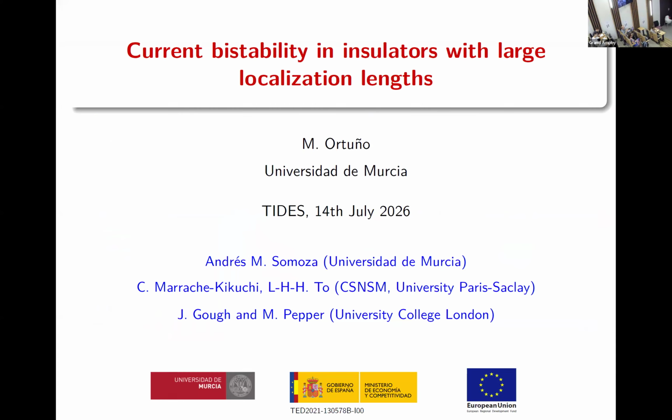Now we have the pleasure of having Miguel Ortuno with us. Miguel is a professor at Université de Murcia. He's coming out of retirement from time to time to give some nice talks and collaborate with people from the field. We are really pleased to have him with us right now and to fill the gap. Sorry for the change of schedule. And so, Miguel, if you're ready, the floor is yours, and you will present to us the really nice results you have on current bistability in the superconductor insulator transition.